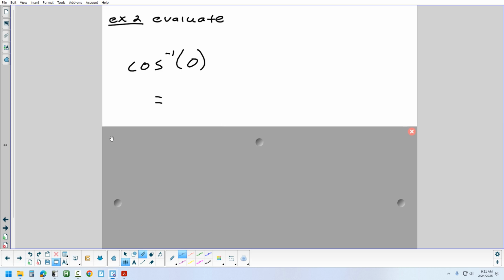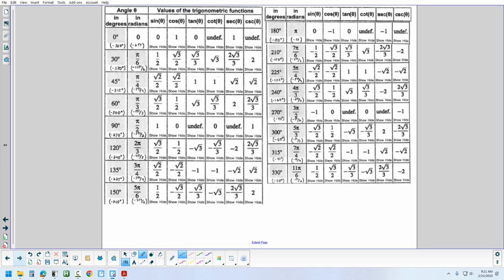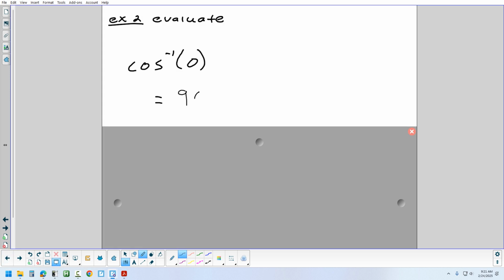Okay, so let's look for 0 in the cosine column. Where's the first time we see 0 in the cosine column? 90 degrees. And we already know that is between 0 and 180, so that's going to be our answer. But we do see it again over here. And it still is important to know where that second answer is, because in another problem, that might be the one you need. In this problem, it's not. So between 0 and 180, we're going to go with 90. Okay, 90 degrees.